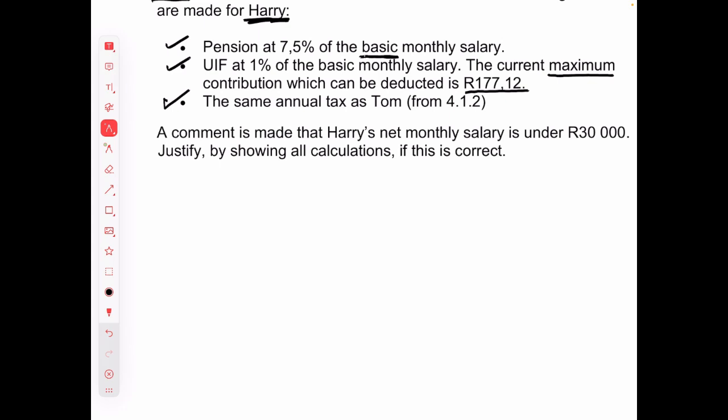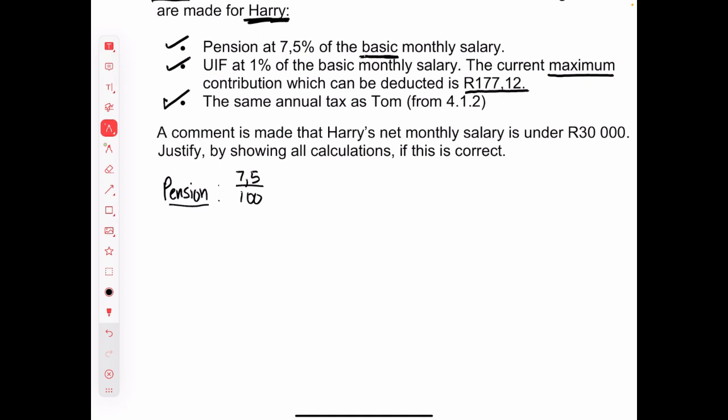So let's go and have a look at the question. It says, a comment is made that Harry's net monthly salary is under 30,000. Justify by showing calculations if this is correct. Okay, so the first thing we're going to do here, we will start with the pension part. So here they say pension is 7.5%.